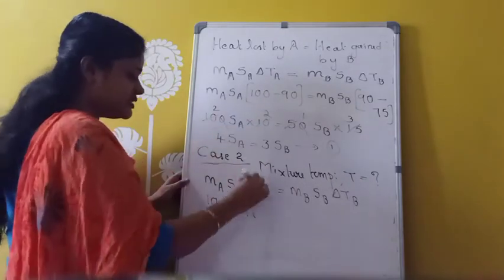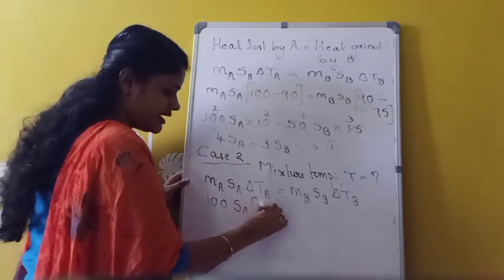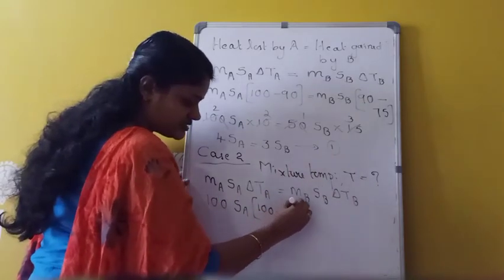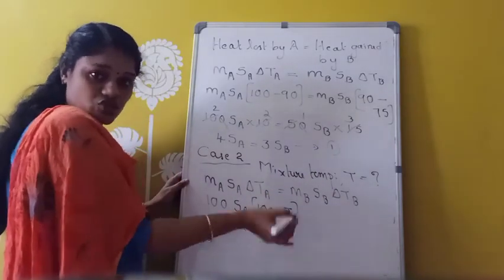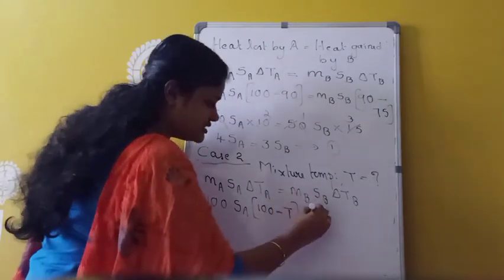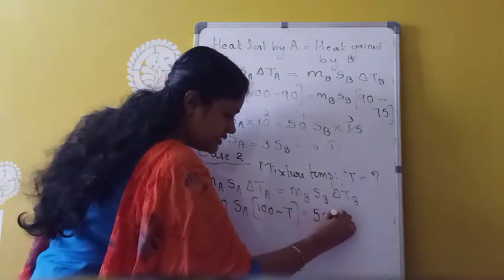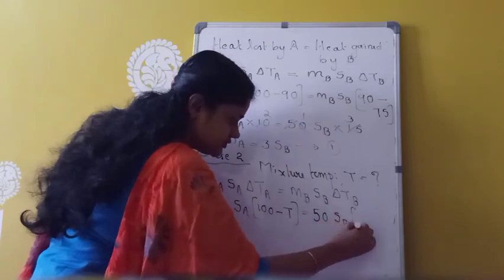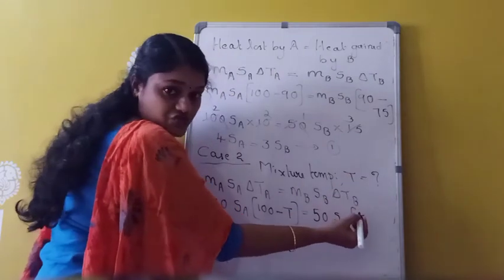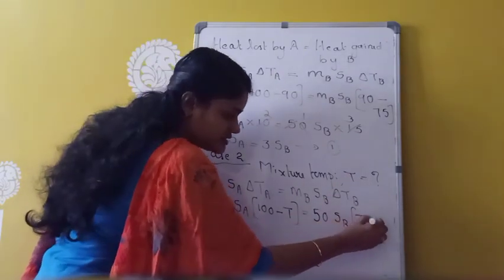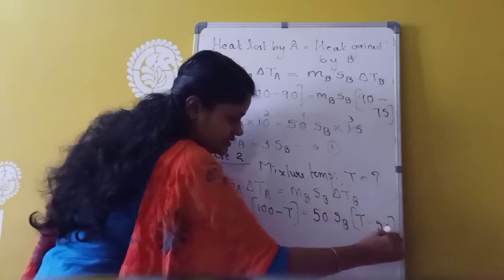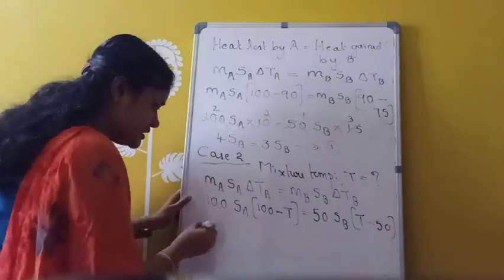So initially the temperature is how much? 100 minus the mixture temperature, which we don't know, so we write it here as T. In the second case, mixture temperature only we have to find out. Equals mass of liquid B, taken as 50. So 50 into SB into change in temperature. That's the mixture temperature we don't know, because that is the higher temperature for this liquid B. T minus, so what is the initial temperature? It is given as 50. So T minus 50.